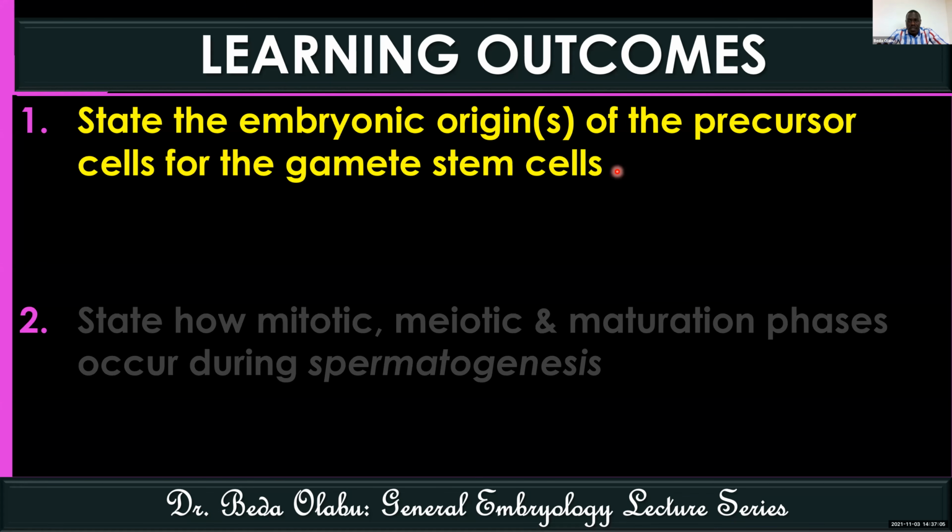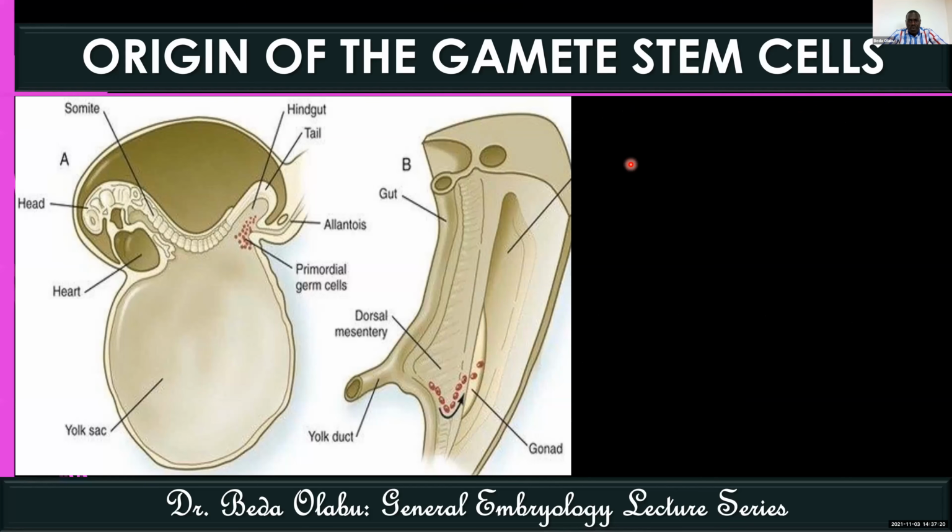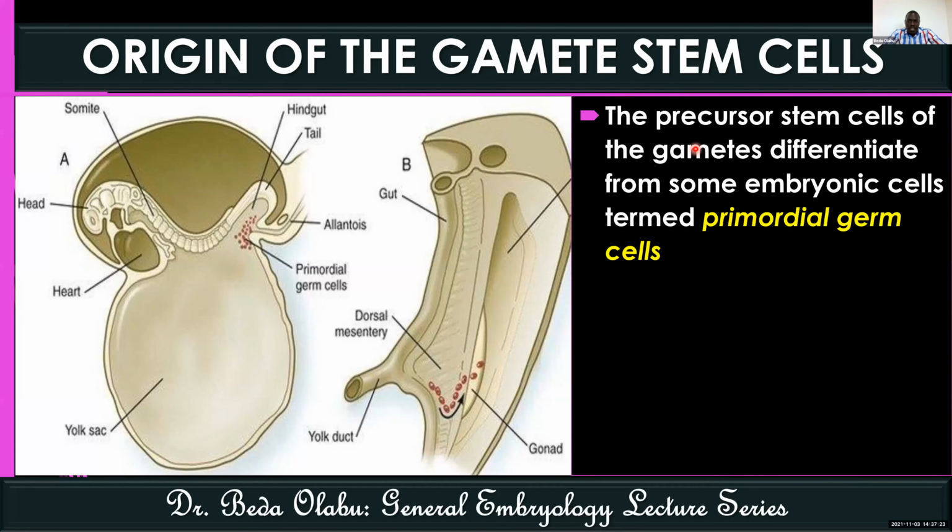Let's look at the first agenda, the origin of the gamete stem cells. Now, the precursor stem cells of the gametes differentiate from some embryonic cells that we call the primordial germ cells. So that's the name given to the precursor cells that will give us the stem cells for the gametes. We call them primordial germ cells.